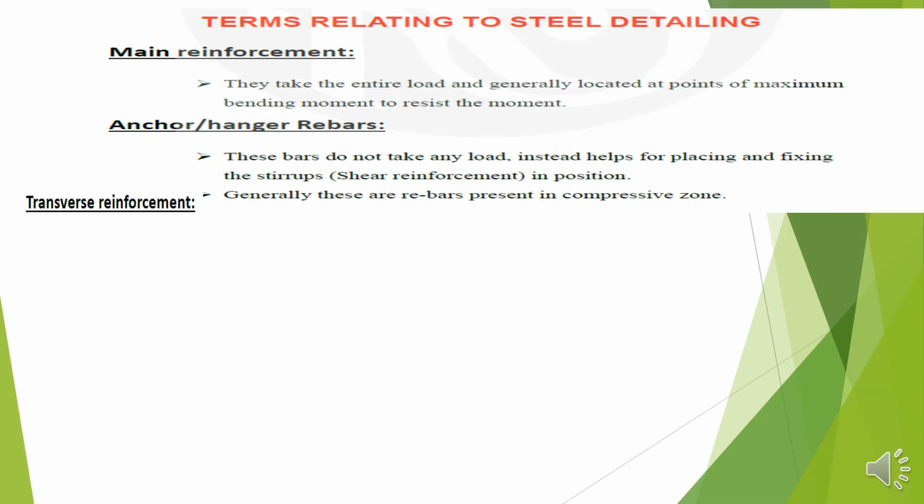Terms relating to detailing. Main reinforcement. They take the entire load and are generally located at points of maximum bending moment to resist the moment. Anchor and hanger rebars. These bars do not take any load. Instead, they help in placing and fixing the stirrups. The stirrups are mainly meant for shear reinforcement. Generally, these are rebars present in the compressive zone.